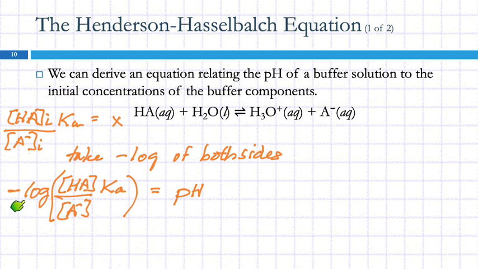When you take the log of things that are multiplied, that's the same as adding the log of the things separately, right? So we can look at this as the log of HA over A minus, plus the log of Ka. So there's that negative in there.